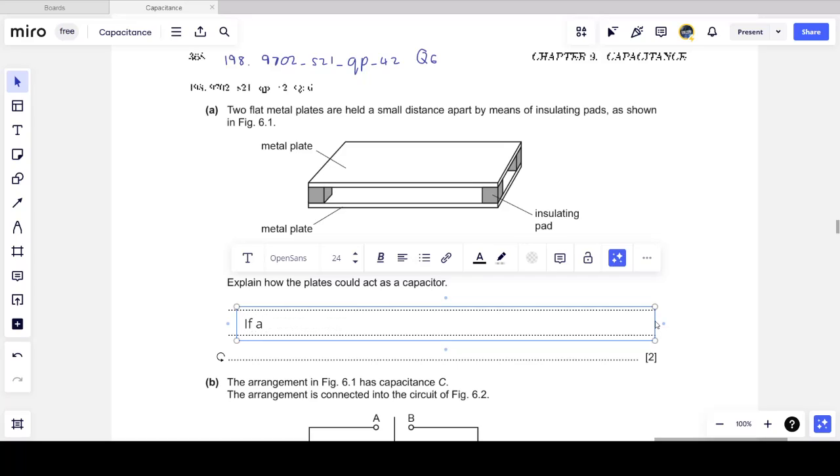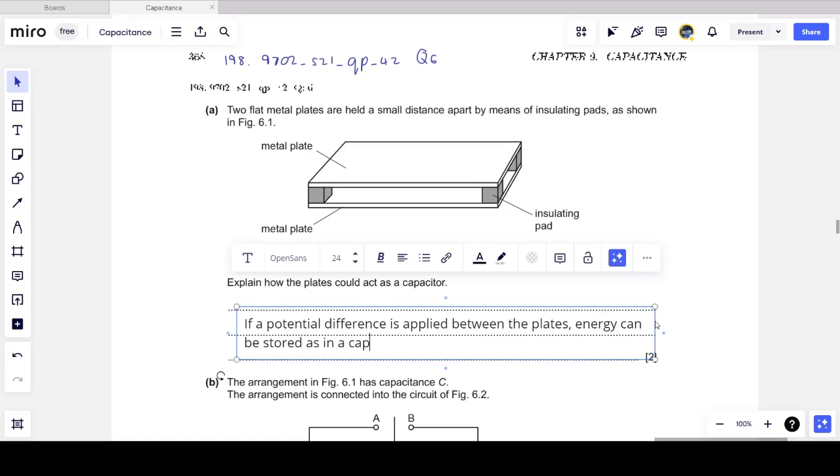Well, the first thing we can do is apply a potential difference between the plates. So if a potential difference is applied between the plates, what happens? The plates begin to store charge, or the plates begin to store energy. And so energy can be stored if I simply apply a potential difference between the plates, and that's exactly what would happen in a capacitor.